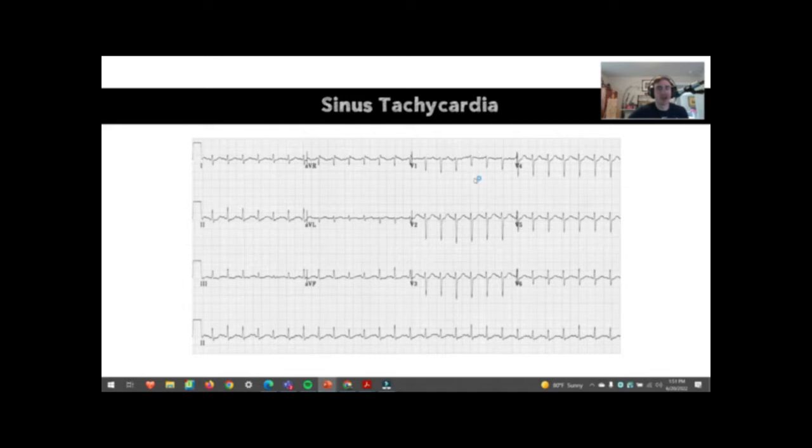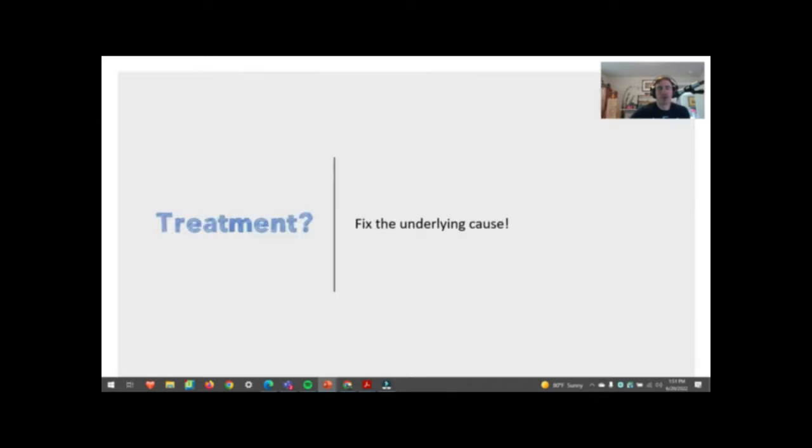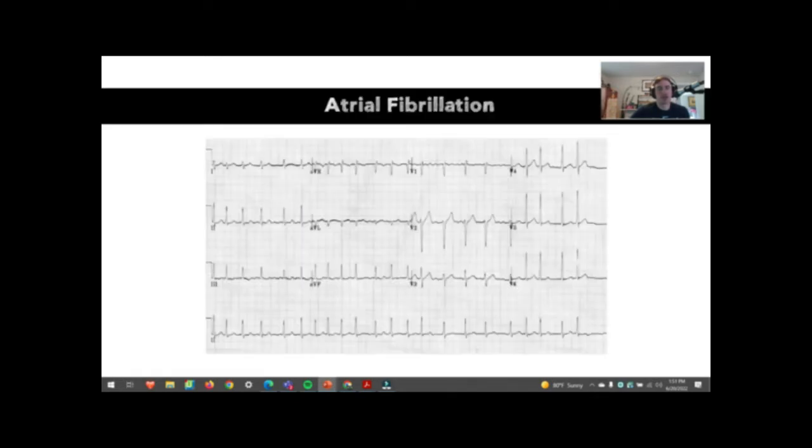This is sinus tachycardia. Don't mistake sinus tach for SVT. That can lead you down some treatment misadventures. And you're not treating what's actually wrong with the patient, the underlying problem. So be very careful misclassifying sinus tach as SVT. Fix the underlying cause. AFib, it is irregularly irregular.